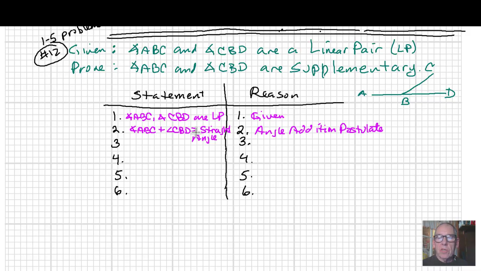That means since these make a straight angle, and a straight angle has 180 degrees, the measure of angle ABC plus the measure of angle CBD equals 180. And this would be definition of linear pair, or definition of straight angle.